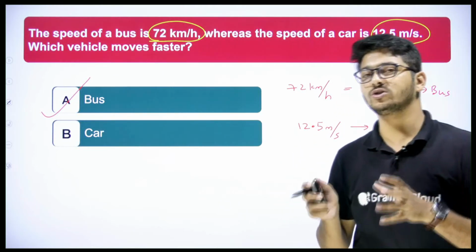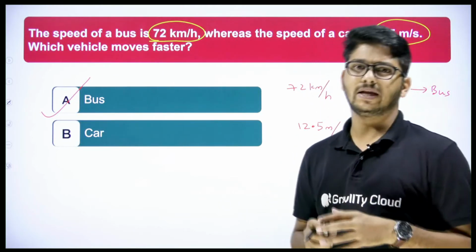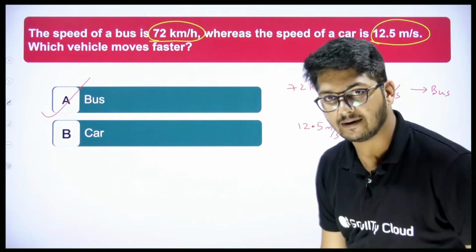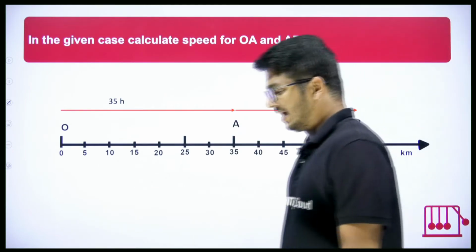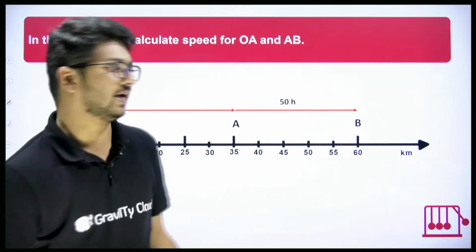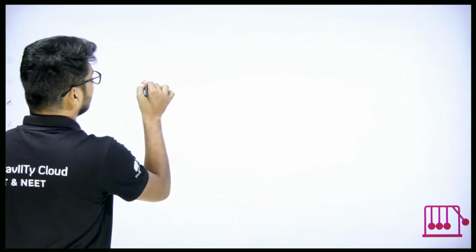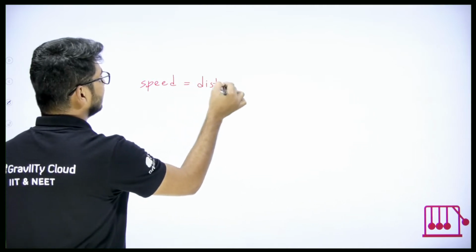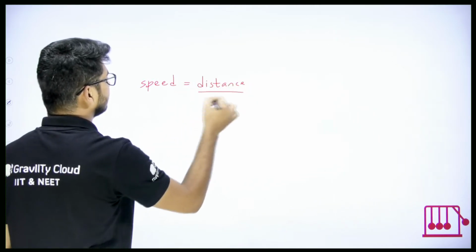So to compare two speeds, their units should be equal. Clear? Wonderful. Good. So we'll again come back to this. So we learned about speed. What is the formula for speed? Distance by time. So based on this formula, let's solve a problem.